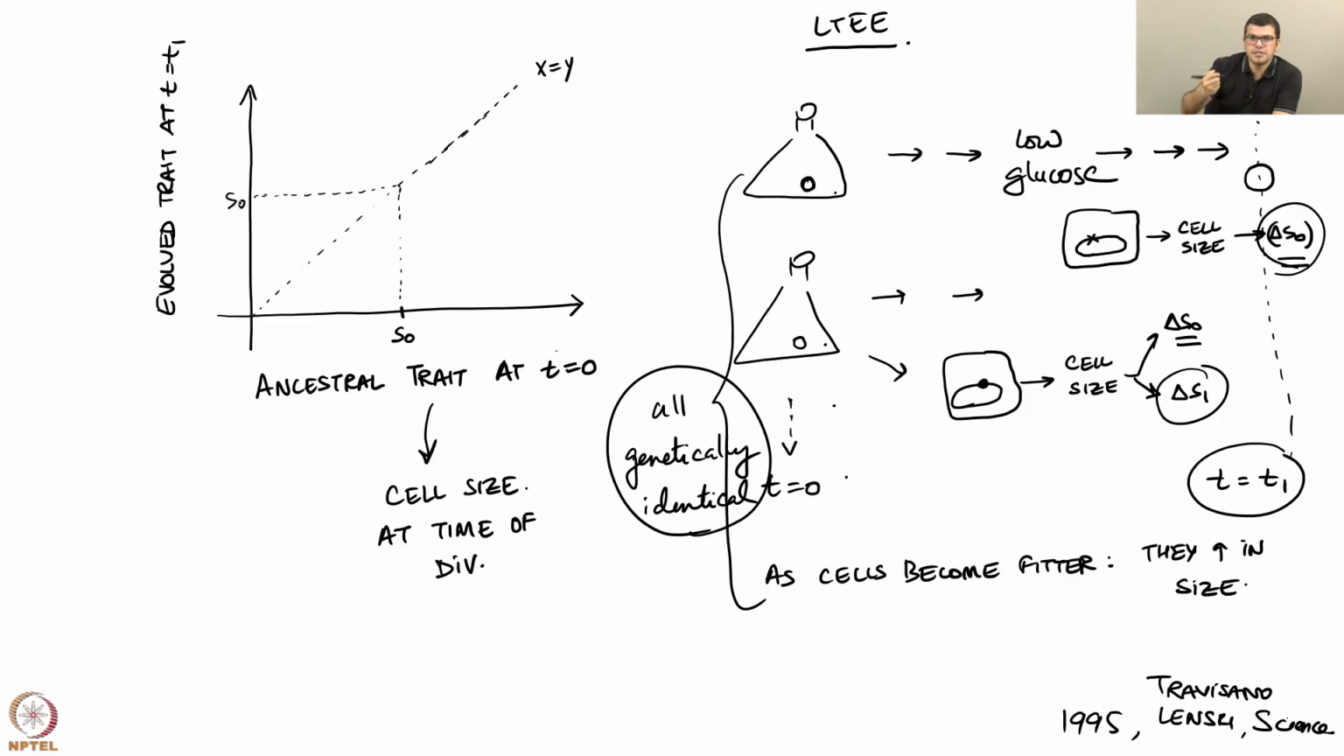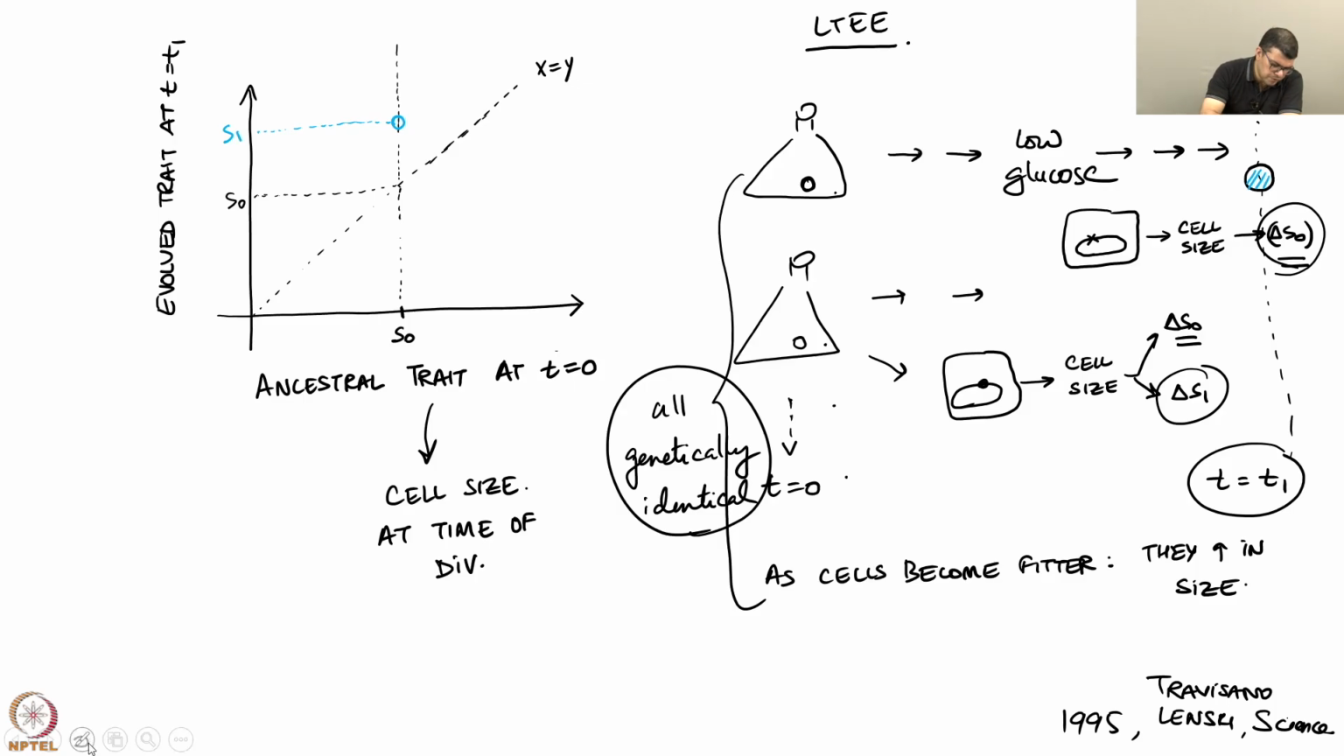Now, we said that faster growing cells are larger in size. So, we expect that evolved lines have a cell size which is larger than the ancestral, which means the cell size will be somewhere over here. Let us imagine that for line number 1, the evolved cell size is this. Let us call it S1. Now, clearly S1 is bigger than S0. So, in line number 1, cells have grown to be bigger, which is the null expectation.